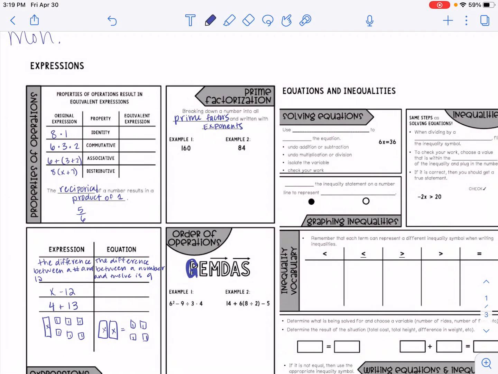We're going to start off by talking about expressions and a little bit about equations as well. So let's talk about some of the identities that describe expressions.